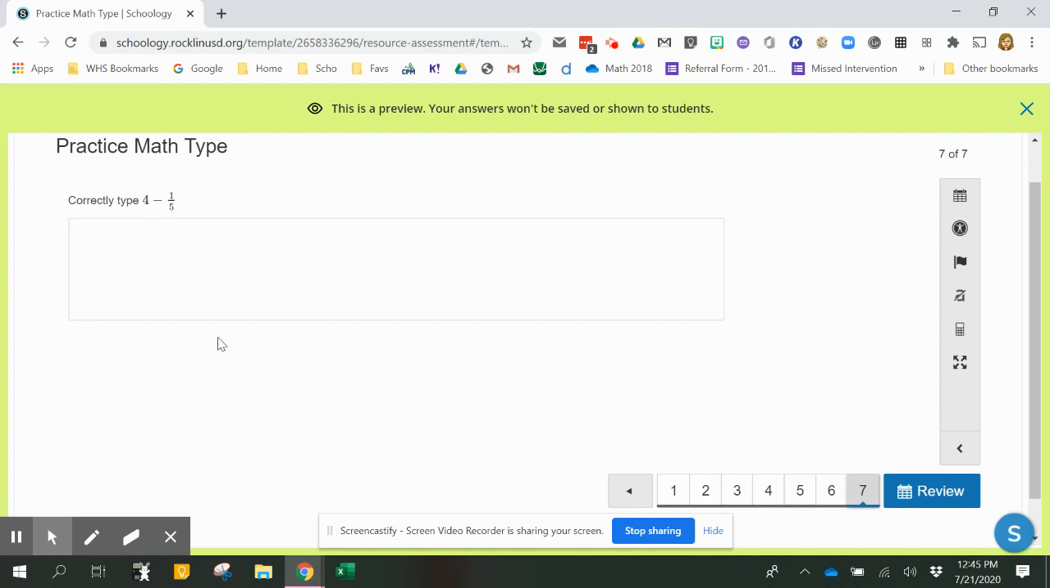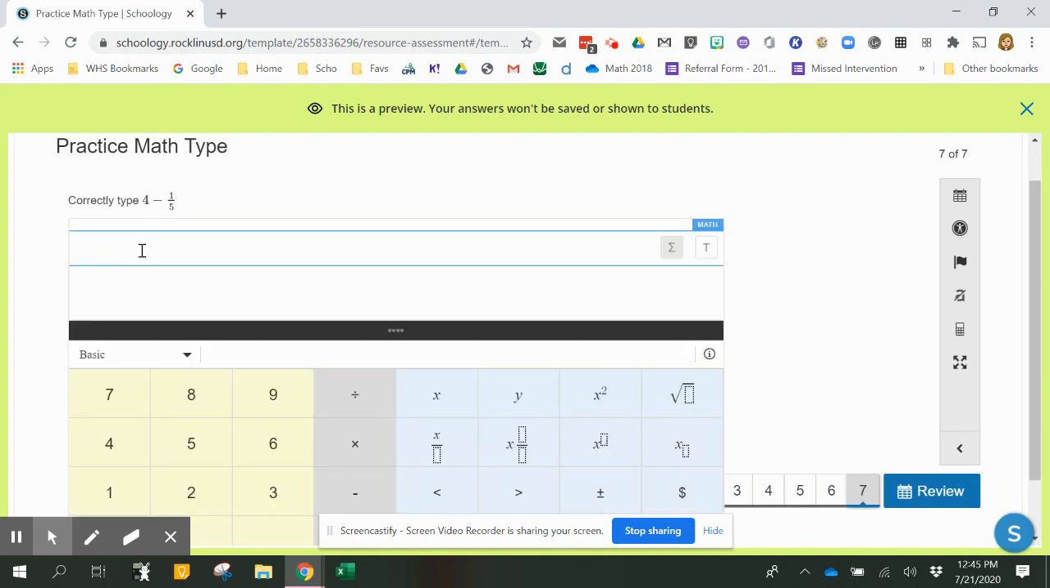And then last one, correctly type 4 minus 1/5. First of all, 4 minus 1/5 is not the answer to a question. I'm the teacher, you're the student. You're supposed to do 4 minus 1/5 and tell me what the answer to that would be. So always make sure you keep some scratch paper with you and make a common denominator and actually do the subtracting. Don't say, here, Mrs. Hodge, do that math, and then you'll get the answer. I need you to do the math.